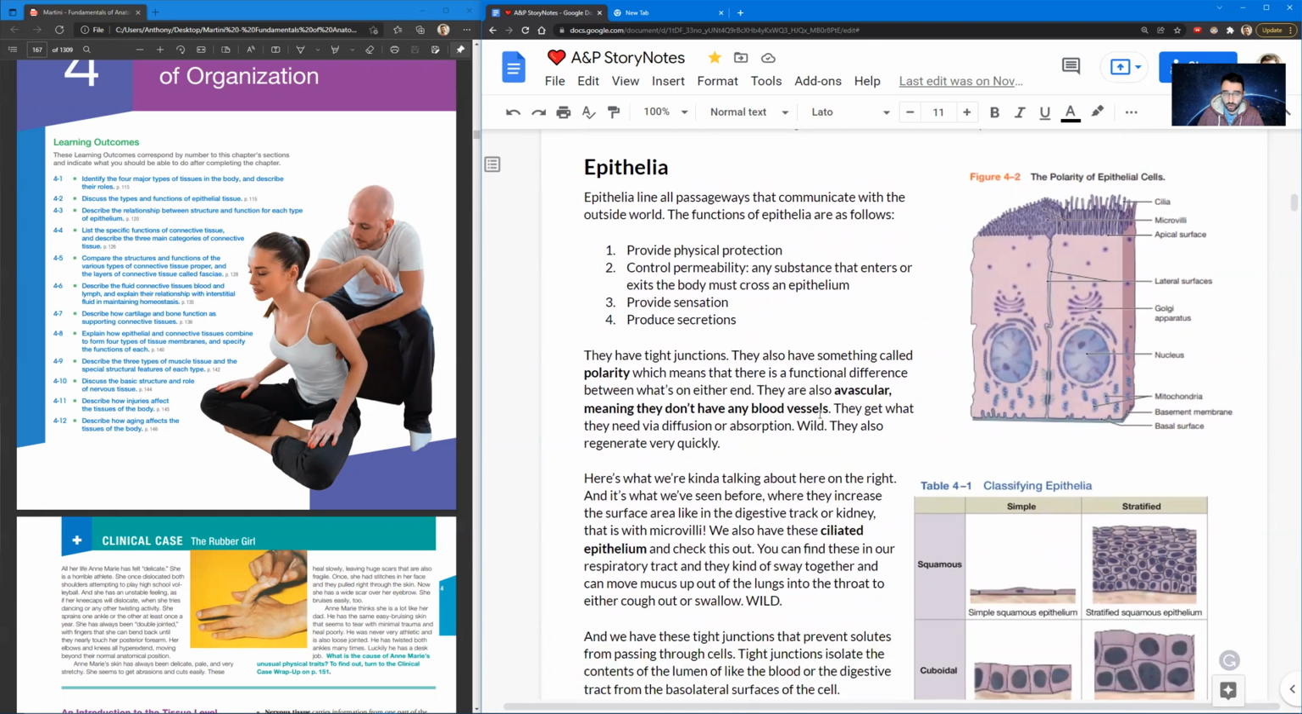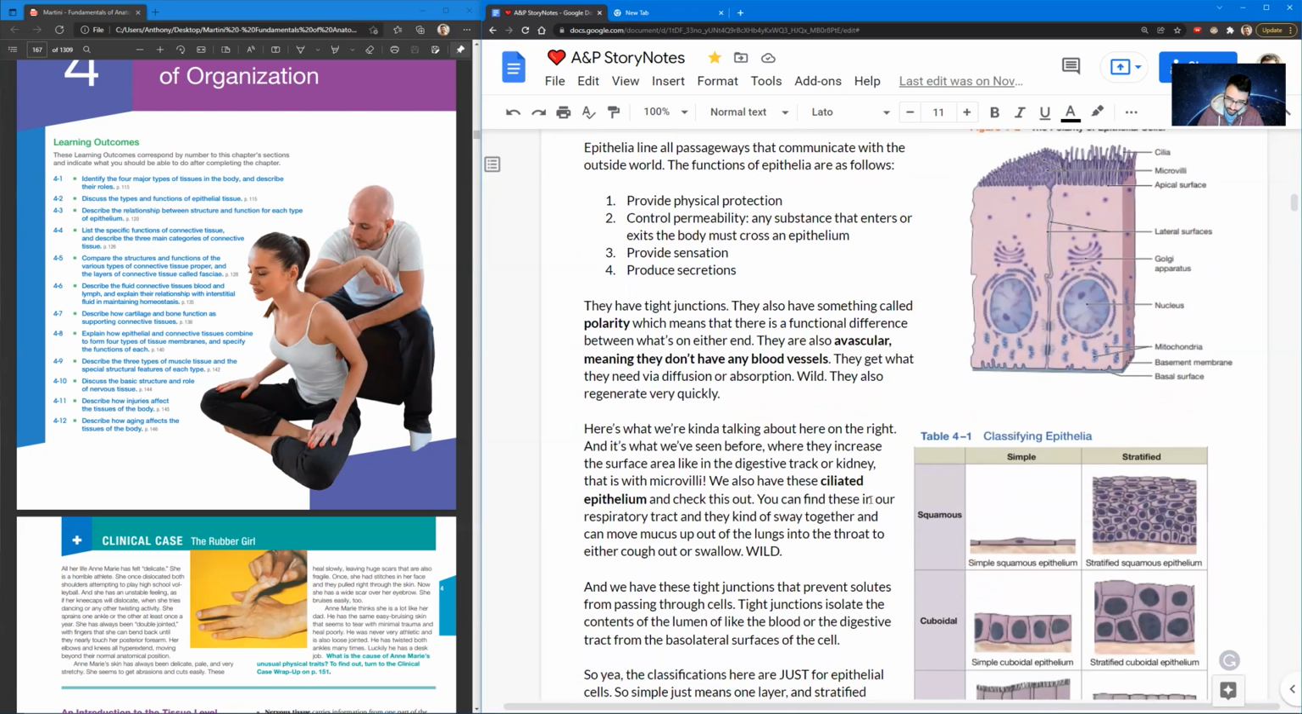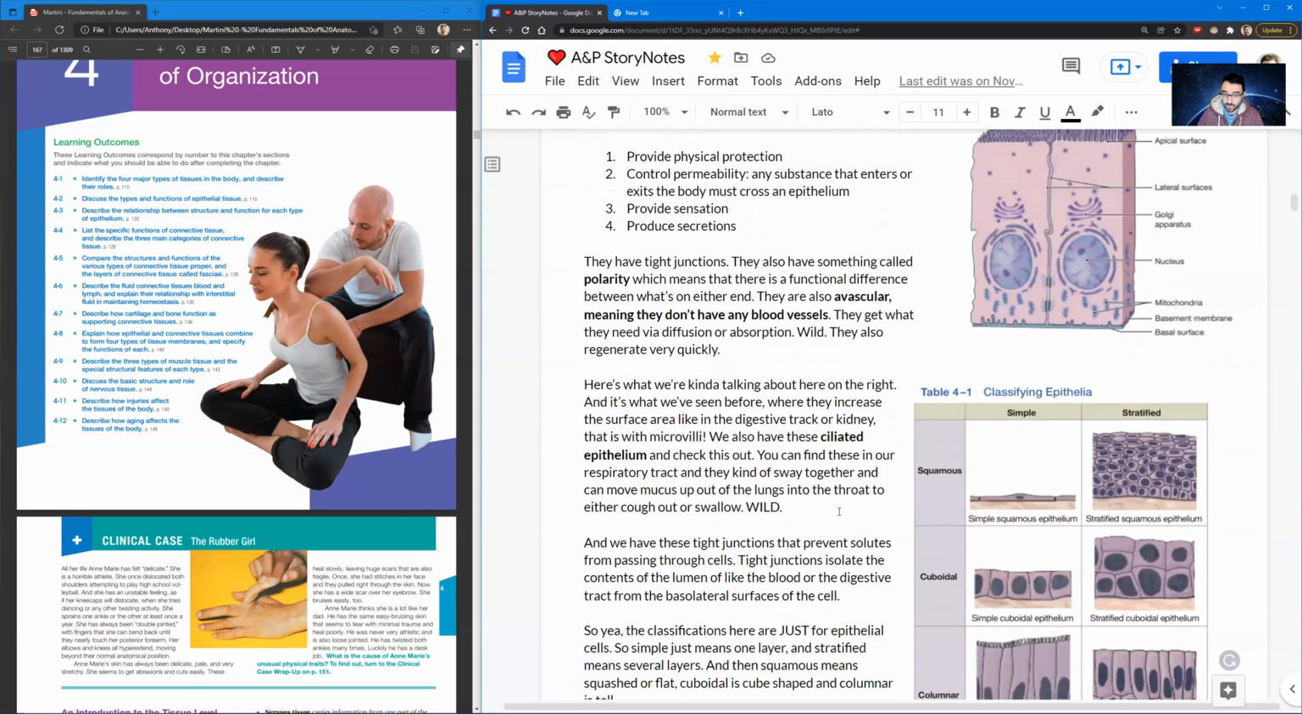So speaking of that water, they do have these tight junctions, and that prevents things from going through the skin barrier. And they have a polarity, and they are avascular, meaning they don't have blood vessels. So epithelial cells do not have blood vessels. So they get what they need via diffusion or absorption. All right. And they also regenerate very quickly, like your cheek, for example, or your mouth, areas of high traffic and friction. They need to be replaced quickly.